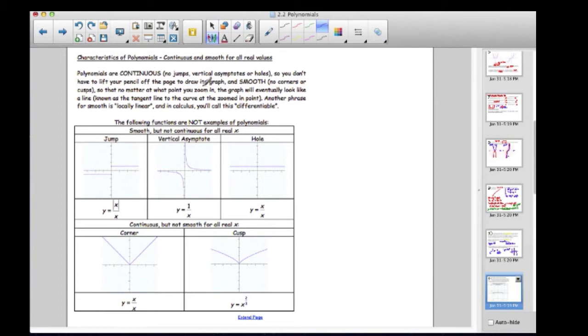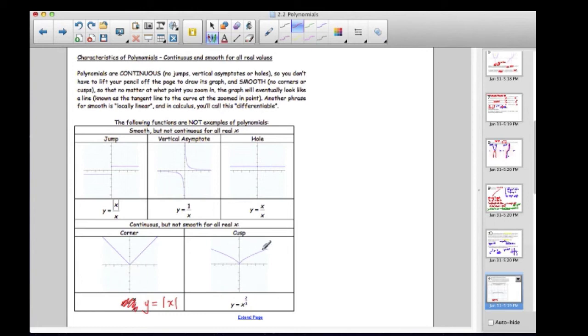Furthermore, polynomials are smooth, even though a function like the absolute value of x is continuous. It's not smooth at the origin because of the piecewise nature. And a graph like y equals x to the 2/3 is called a cusp graph. Now, I want to make a change here. I think I've got a little typo. Obviously, the equation of the absolute value graph is y equal to the absolute value of x. Please make that change in your handout. So here we have a corner at the absolute value of x graph when x is 0.